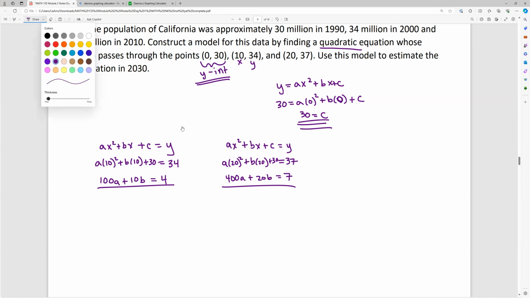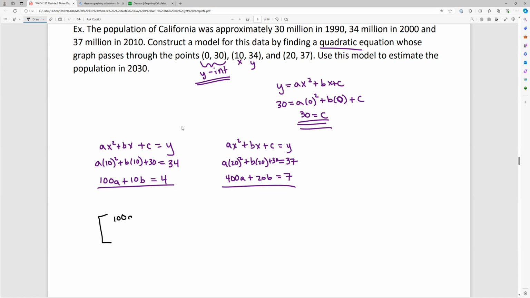So we're going to take just those 2 equations and put them in that augmented matrix to figure out what a and b are. Writing and talking doesn't work. So 100, 10, and 4. And then 400, 20, and 7.